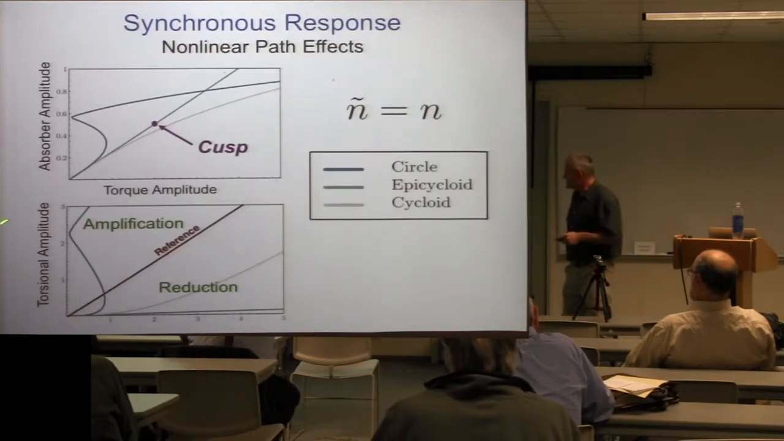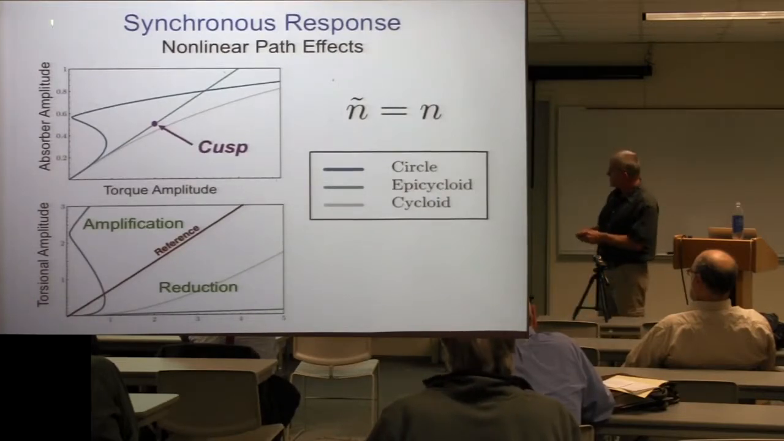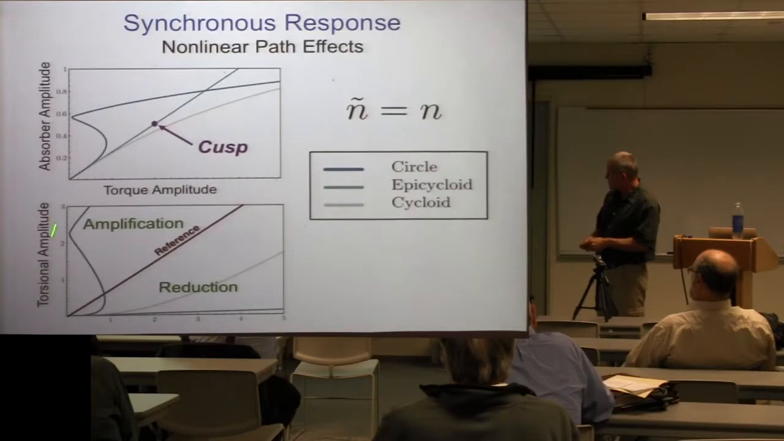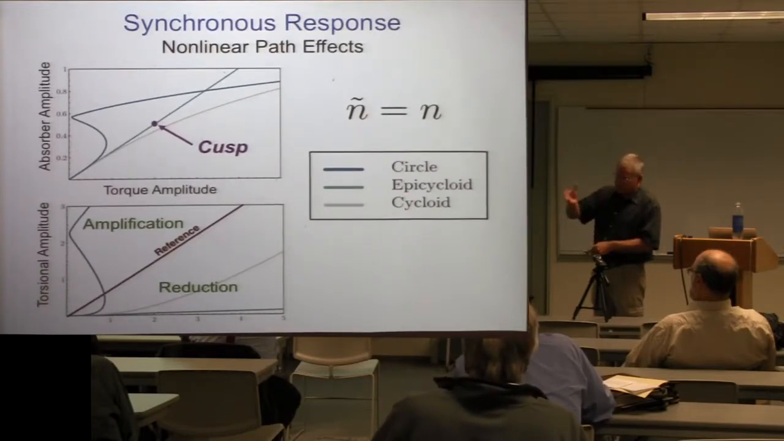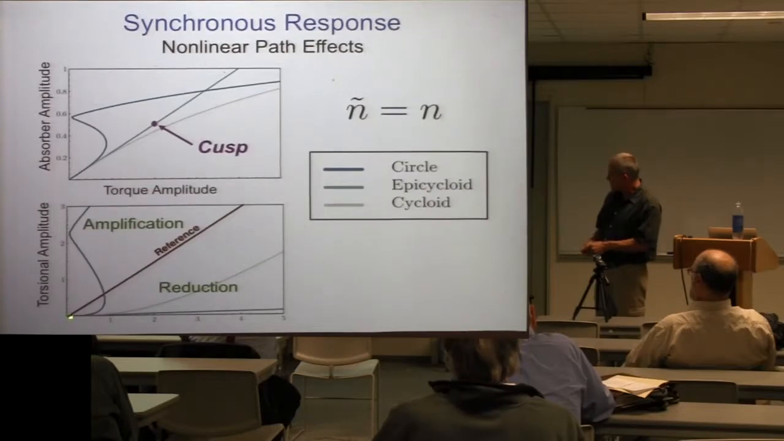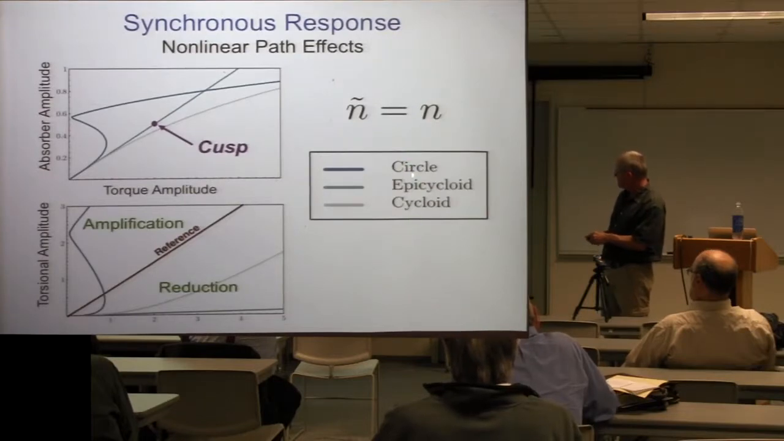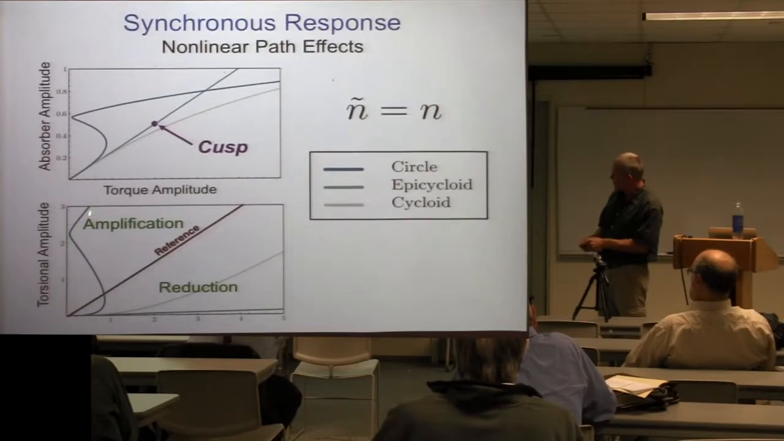So here's what their synchronous response looks like. This is the absorber amplitude versus torque amplitude. This is the angular acceleration of the rotor versus torque. So when I say torque amplitude, it's the amplitude of this fluctuating part. And this is the reference where I blocked the absorbers. So if I pick an absorber linear tuning and then I change this lambda parameter, circles actually turn very quickly and become softening. In fact, this branch is unstable, and this branch actually is amplifying. So this thing has a very short range.